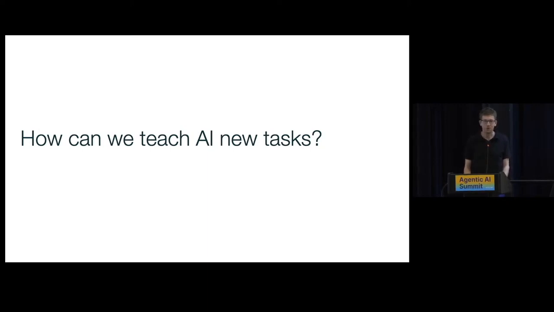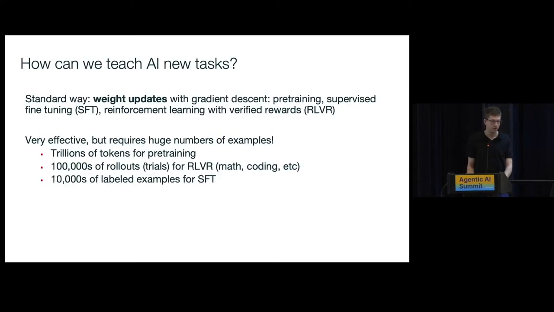Now, traditionally, the way this was done in machine learning is through weight updates. You've got these large models with lots of parameters, and you use calculus, you use gradient descent, and if you set up the right sort of objective and loss function, you do weight updates and you train your model. And this is everything from pre-training, where you predict the next token, to supervised fine-tuning, to reinforcement learning with verified rewards, which is the latest thing we've been using for math and coding. So it works really well.